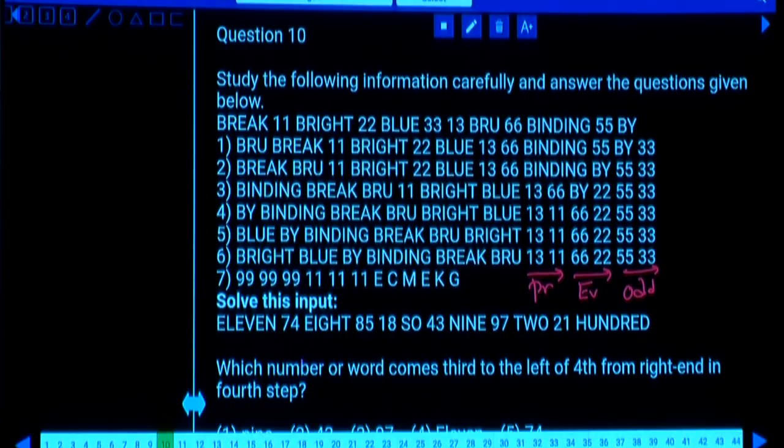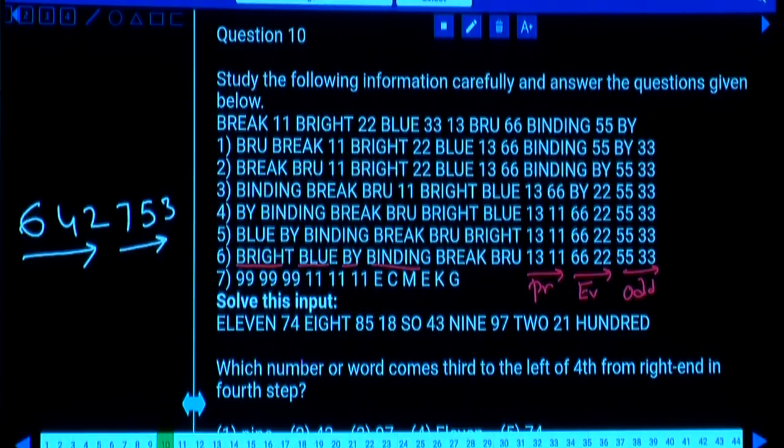Then coming to bright, blue, buy, binding and so on. How many letters are there in the word bright? 6-letter word. Blue, 4-letter word. And buy, 2-letter word. 6-letter words, 4-letter words, 2-letter words. That means if the number of letters is even, they are in the decreasing order. Followed by binding. How many letters are there in the word binding? 7. Break, 5. And this is 3. Even number letters followed by odd number letters. And in the case of numbers, prime numbers in decreasing order, even numbers in decreasing order, odd numbers in decreasing order. And this is the final logic.